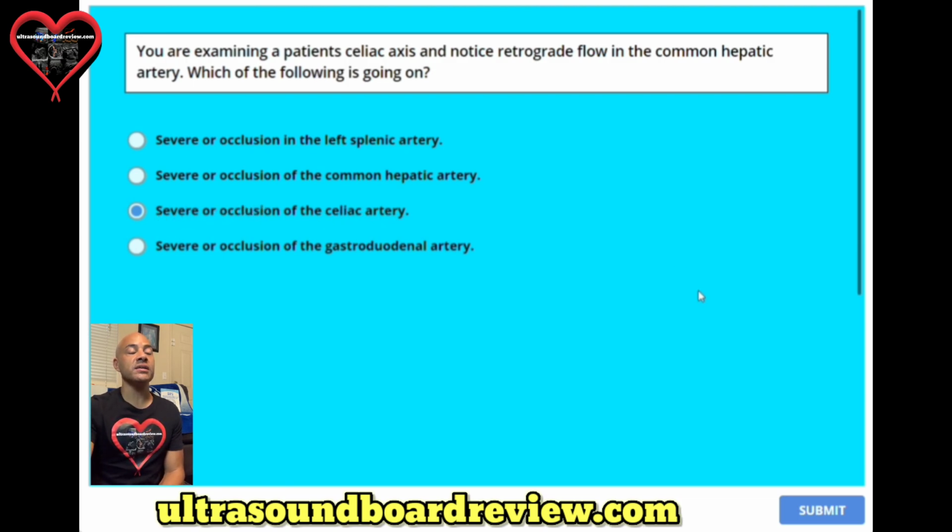Don't confuse this with celiac artery compression syndrome. In the question, it's not saying that the patient breathed in or out. It's just stating that the patient's celiac axis is being examined, and this is what you notice. So obviously there's chronic disease if you have retrograde flow in your common hepatic artery.